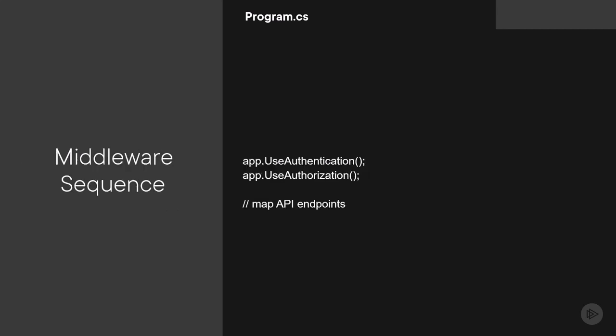Take care that you're adding your authentication and authorization middleware and that you're doing it in the proper order. Authentication lets your app know who the user is. Authorization ensures that known users are only able to access things they have permission for. You need to make sure they are used in the correct sequence, as shown here, with authentication always preceding authorization.